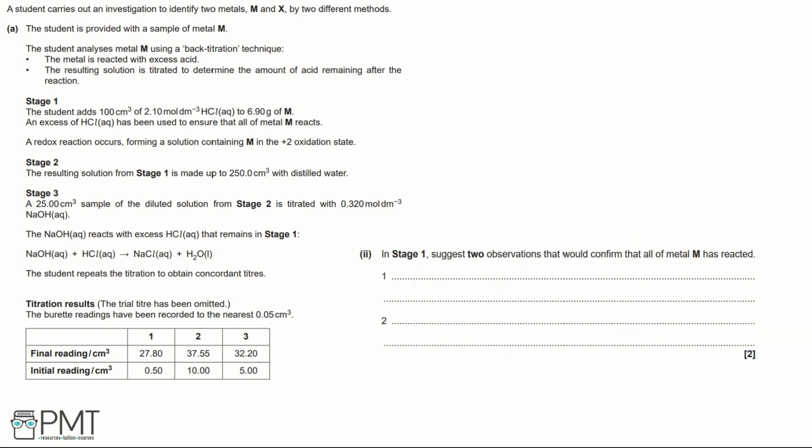Part 2. In stage 1, suggest 2 observations that would confirm that all of metal M has reacted. We know that in stage 1 we produce hydrogen gas. So our first observation is that the bubbles or the effervescence is going to stop. You could also say that the fizzing stops. The second observation is that we know we've got metal M, which is a solid, and we're turning it into an aqueous solution. So our second observation is that M, the metal, is going to disappear, or you could say dissolves.